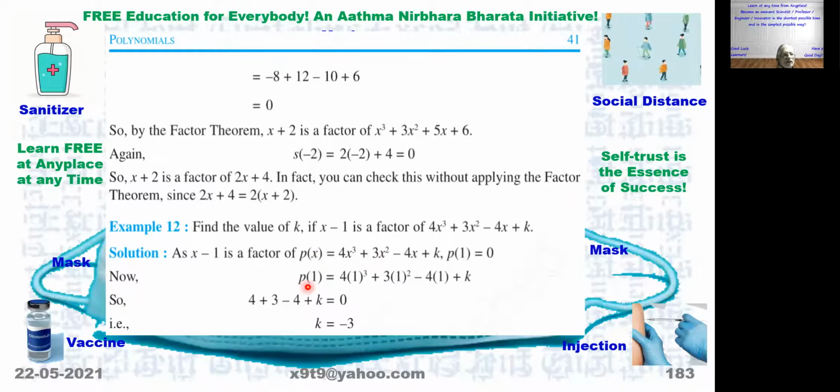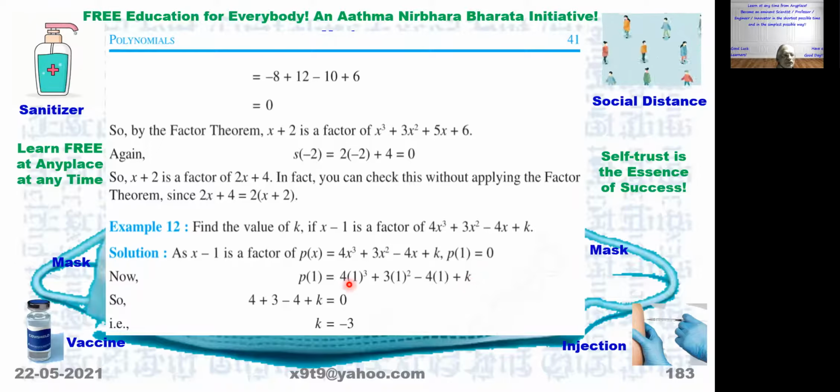So p of 1 will give 4 into 1 cube plus 3 into 1 square minus 4 into 1 plus k. We know that since x minus 1 is a factor of the given polynomial, this value of the polynomial at x equal to 1 should be 0. So we write that there. Now simplify this, make it equal to 0 so that we can find k, which is the only unknown.